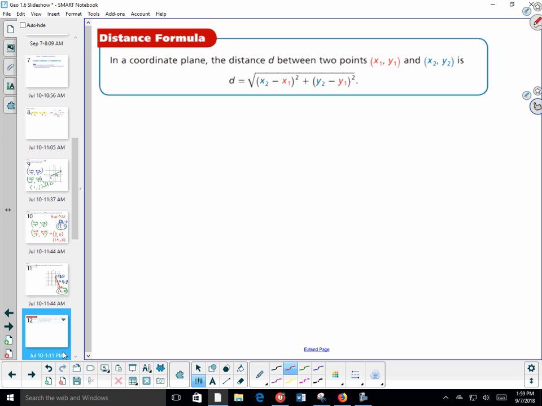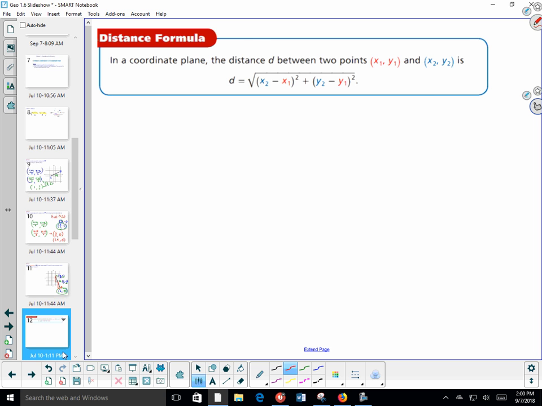So the distance formula is here, and basically what's happening? You are taking the two x coordinates, subtracting one from the other, and squaring that difference. Then you're taking the difference in the y's, squaring that difference, adding them together, and taking the square root of the whole thing. It's not that bad. You can do this on your calculator for sure, or you can do it by hand. So this is our distance formula.